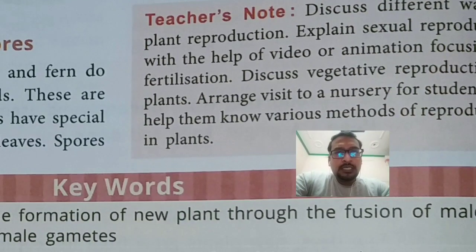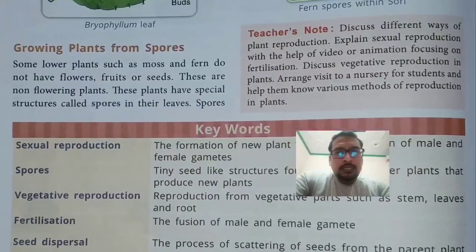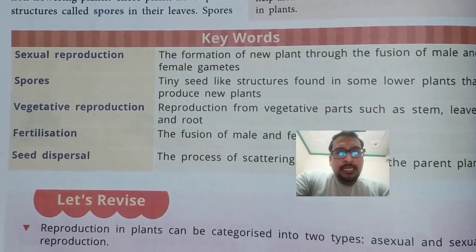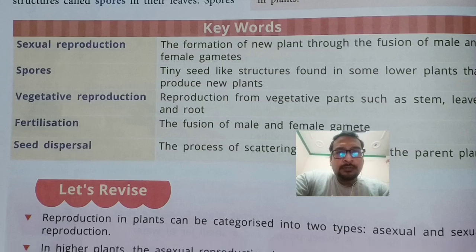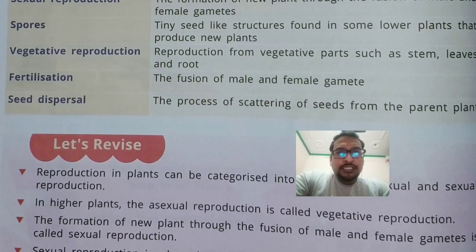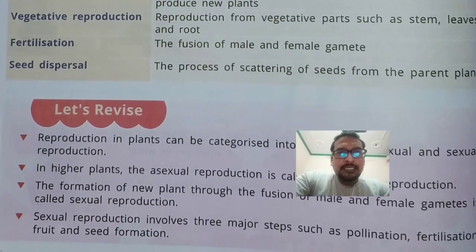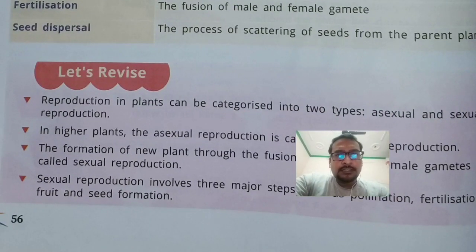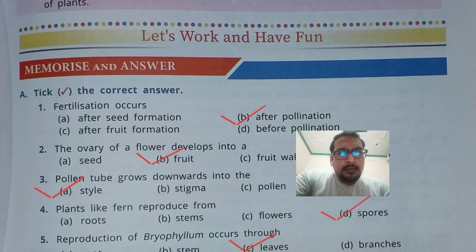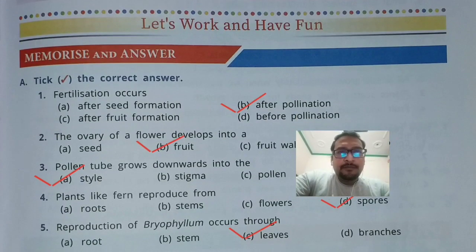So this is what is given in your book, how to understand sexual reproduction and asexual reproduction, vegetative reproduction, fertilization, seed dispersal. And now let us do the question answers of this chapter. Let's work and have fun.